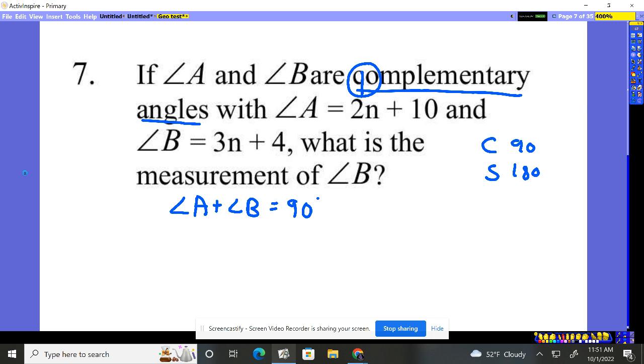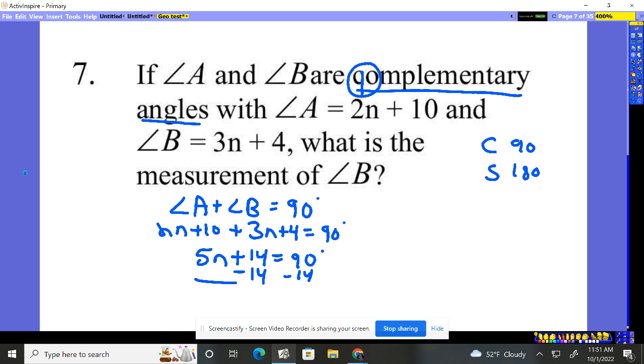Angle A now, what does it say angle A is? It says this guy is 2n plus 10. It says B has a value of 3n plus 4, and we know that comes out to be 90. So now we just solve. 2n and 3n is 5n. 10 and 4, 14, equals 90, right? Now we minus 14. We're going to get an ugly answer here for n, but that's okay. 90 minus that is what? 76. Okay, so I now need to divide by 5. When I divide 76 by 5, that's going to be 15.2.